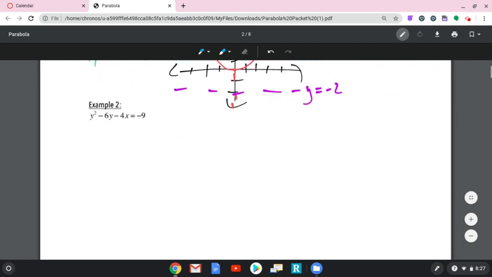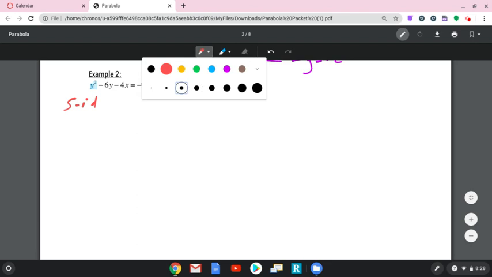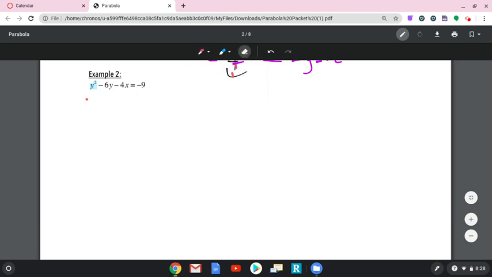So now this one's slightly different. What is being squared? Well, in this case, y is being squared. If y is being squared, then I know I have a side-to-side parabola. I don't want to write this thick. That was just to get the points. So I know I have a side-to-side parabola.